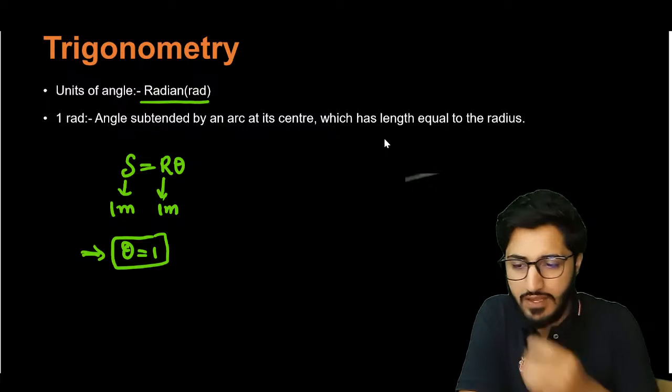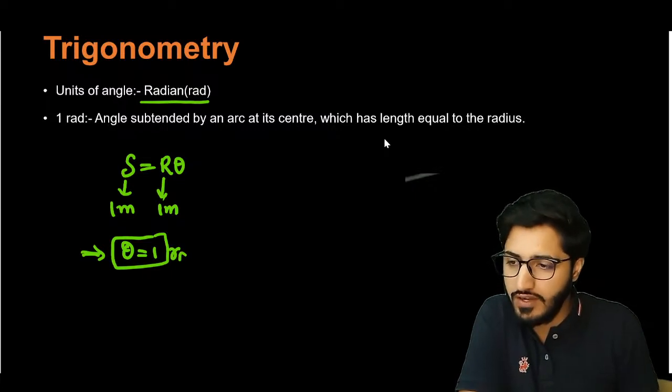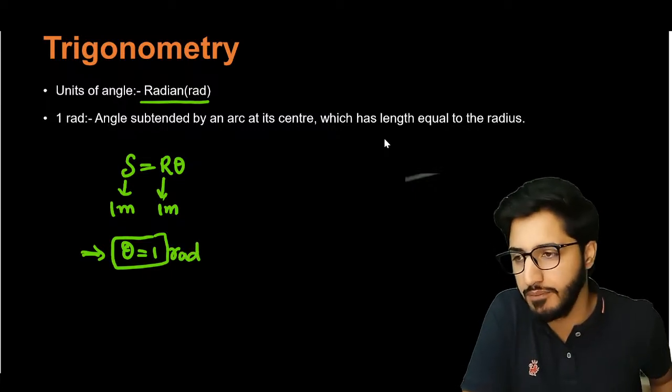Clear? Okay, we can say it's 1 radian. One radian, RAD, 1 radian. Perfect.